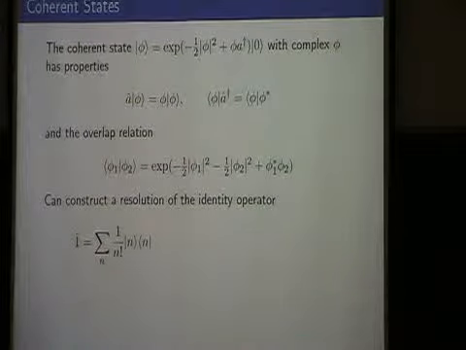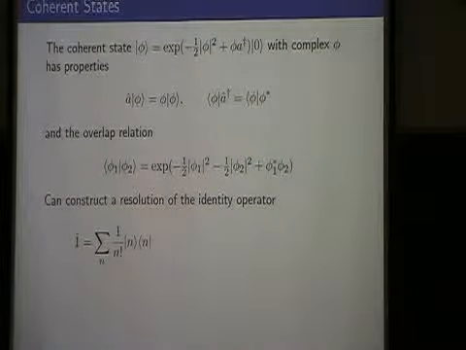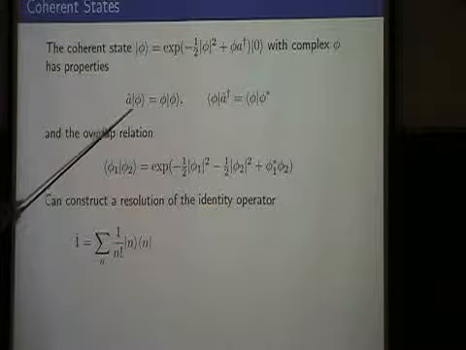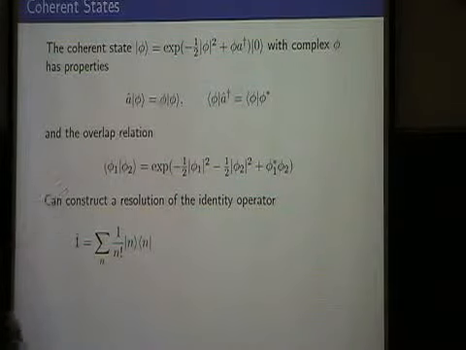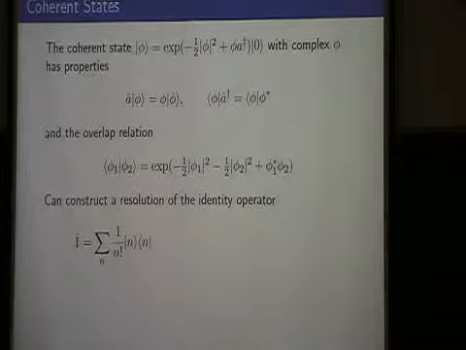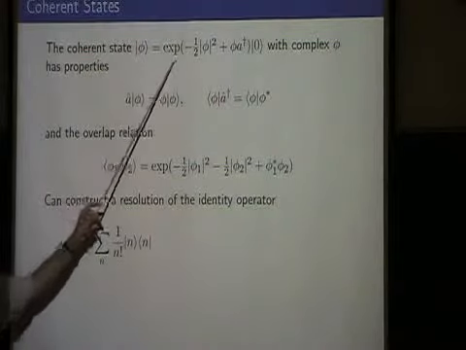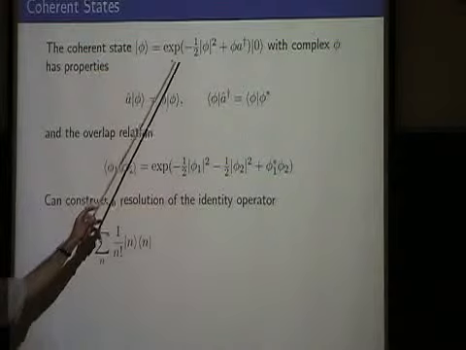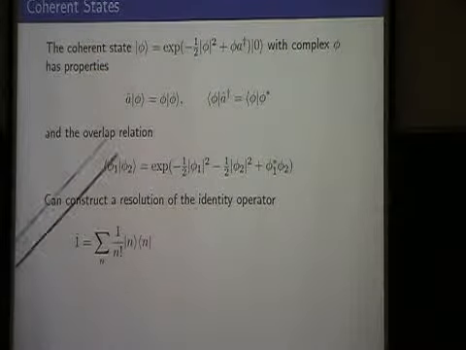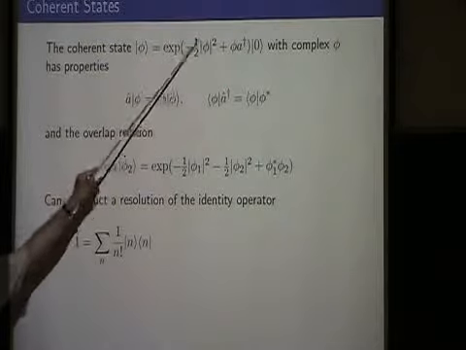So we've all mentioned coherent states. Here they are. What are they? They're eigenstates of the annihilation operator. So if A acts on state phi, it comes back with eigenvalue phi. Phi is a general complex number, anything I want it to be. And I construct the state as such. This is a normalization factor that's just part of the coherent state.